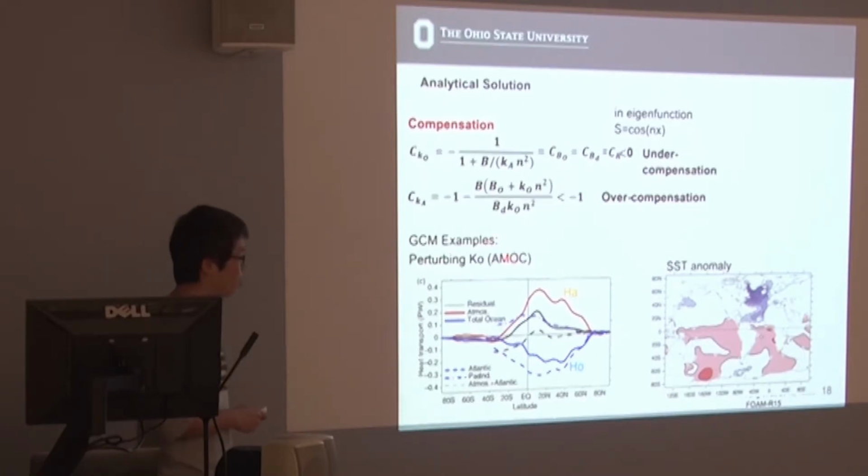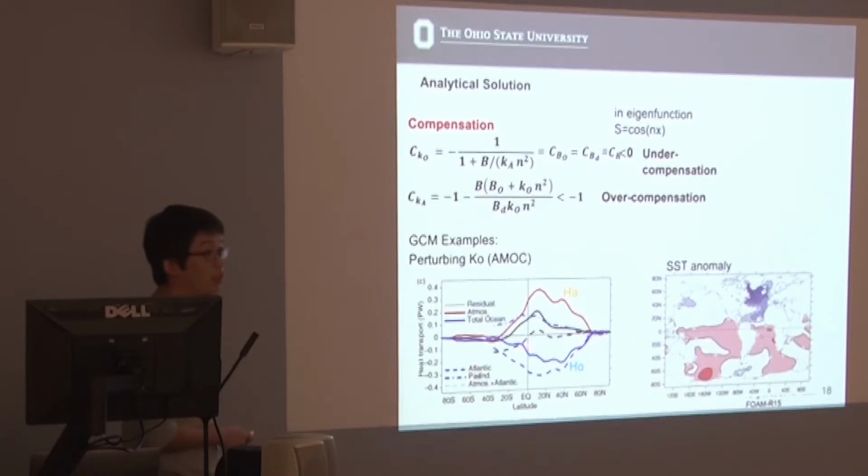So here is an example. We use our simple model idea to try to explain the GCM results. Here is a hosing experiment. The hosing experiment is that people discharge melt water at the North Atlantic to mimic the Heinrich event. So in this case, the AMOC totally collapsed.